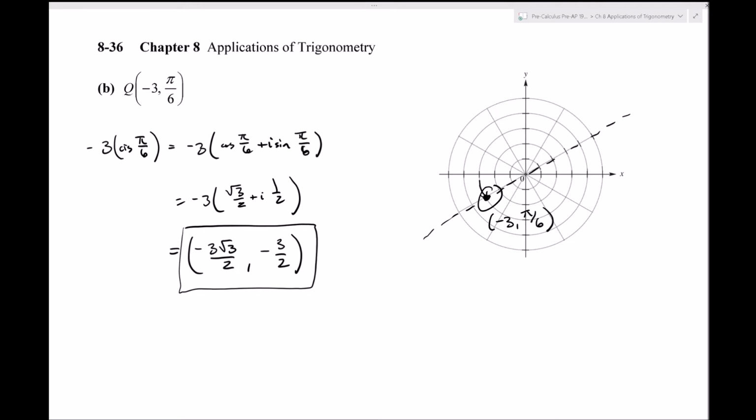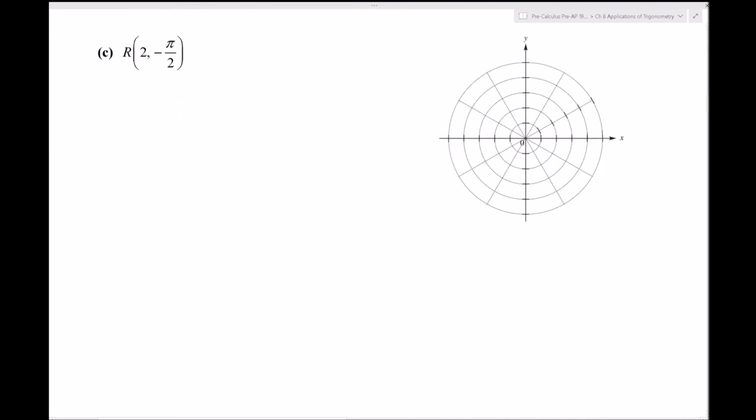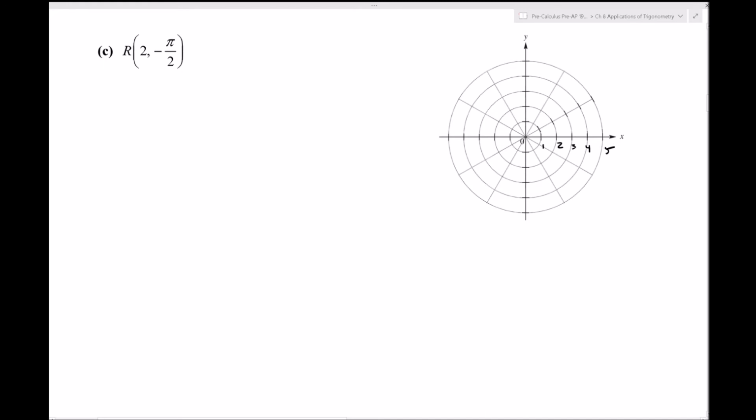So then we'll move on to letter C. So the point R is 2 comma negative pi over 2. So radius of 2, so 1, 2, 3, 4, 5. So radius of 2, so we're on the circle with the radius of 2. And an angle of negative pi over 2. Negative pi over 2 is here on this line. So we're talking about this point.